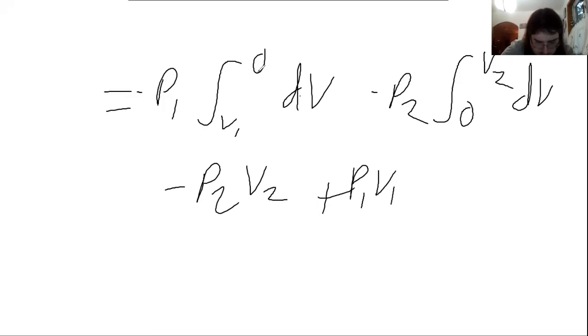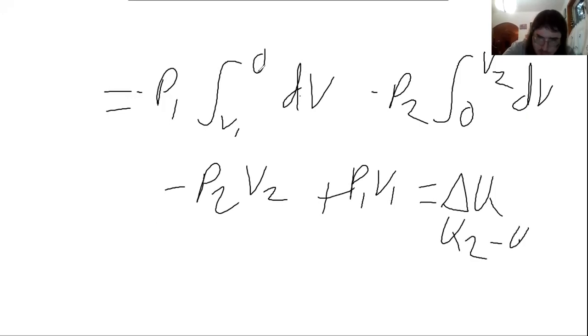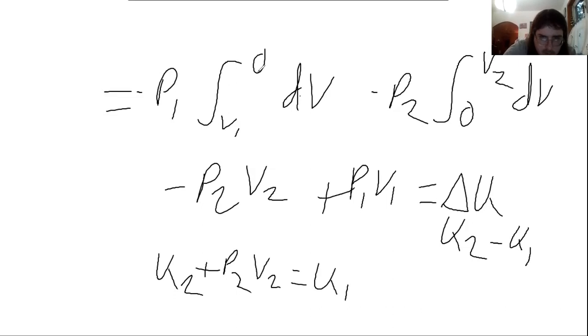Now, because this is adiabatic, the heat is 0. So this whole thing is our delta U. The internal energy change of this system is delta U, which we break down into U of the second situation minus U of the first situation. Getting the 2's to one side and the 1's to one side, you get U2 plus P2 V2 equals U1 plus P1 V1. This looks like U plus PV, that's H. That's H at the second situation, and that's H at the first situation.